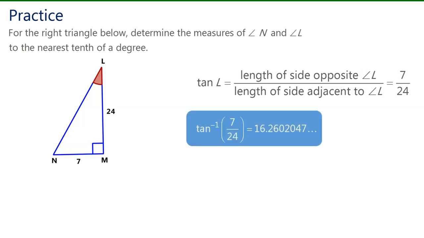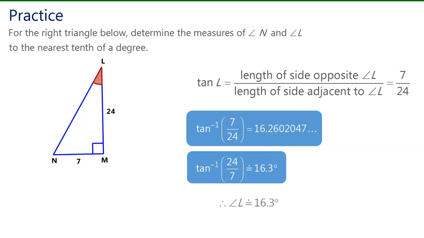To find the angle, we do the inverse tan of 7 over 24 to get 16.2602047 continuing. Rounding this to one decimal place, or the nearest tenth of a degree, we get 16.3 degrees. We get angle L is approximately 16.3 degrees.